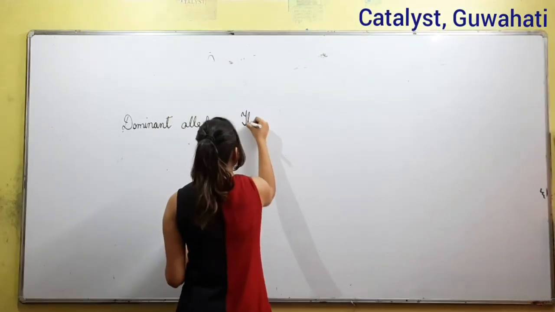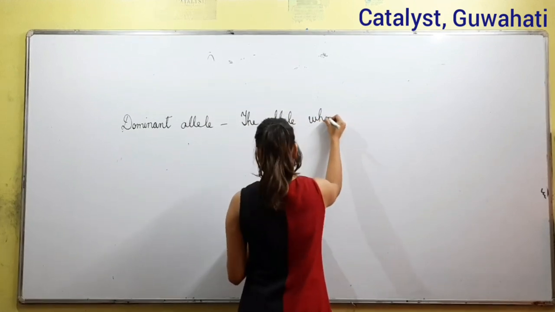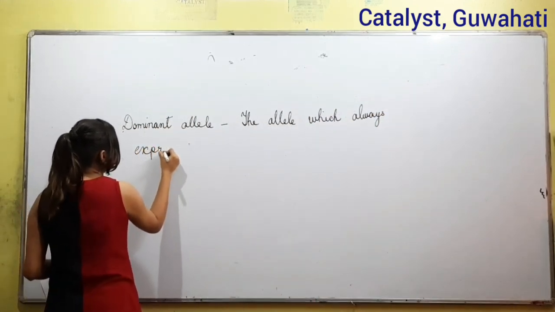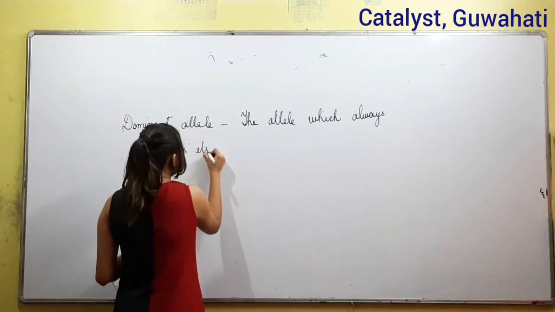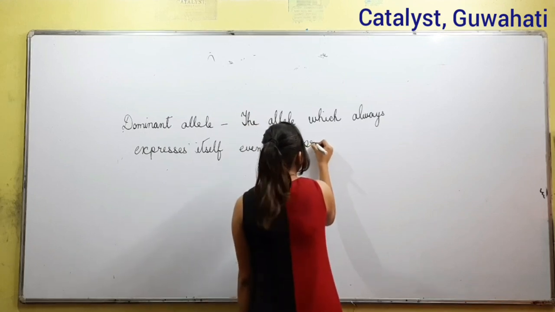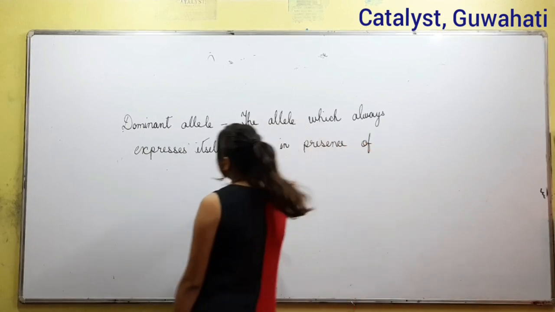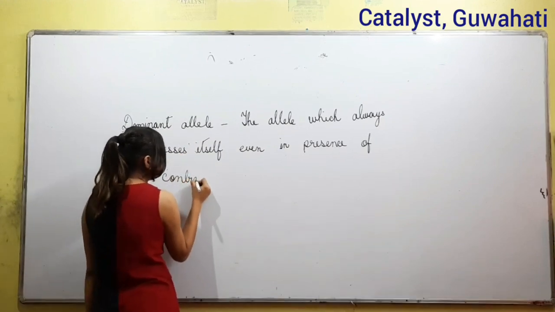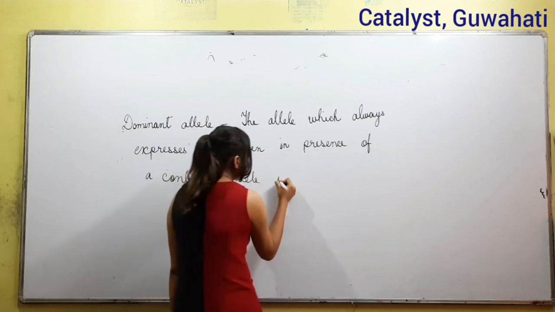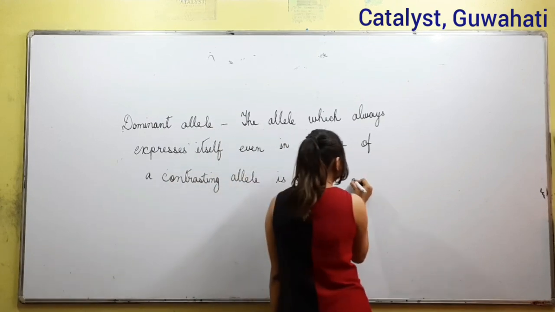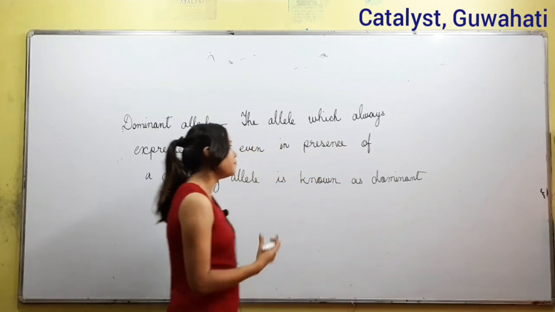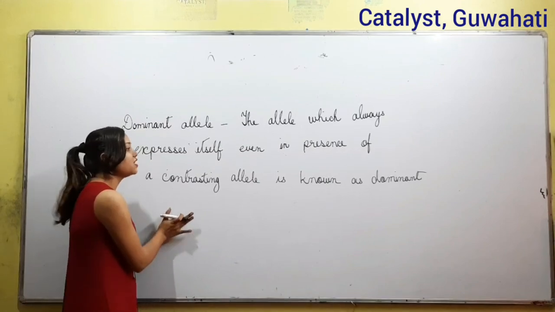So dominant allele: the allele which always expresses itself even in the presence of a contrasting allele is known as a dominant allele. The allele that always expresses itself in the presence of another contrasting allele is known as a dominant allele.